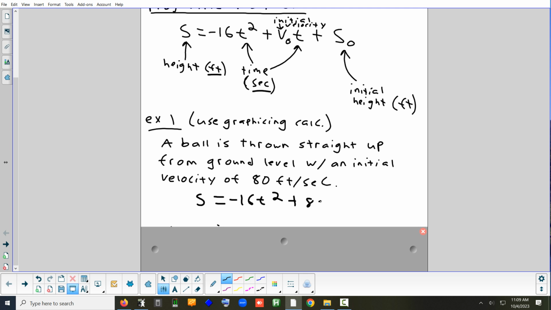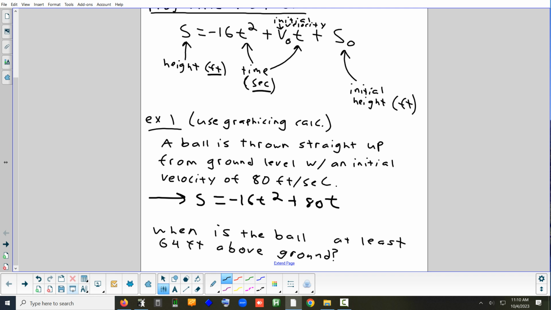Plus 80 times the time. Plus the initial height. What's the initial height? 0. So I'm not even going to put it. If the initial height was a number other than 0, I'd put that number. Okay, but it's just 0. So there's our equation that represents what's happening here.